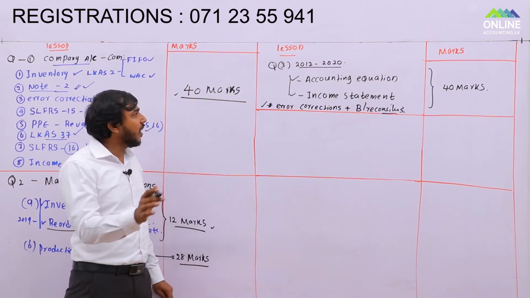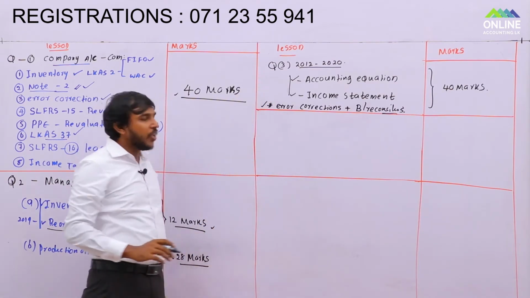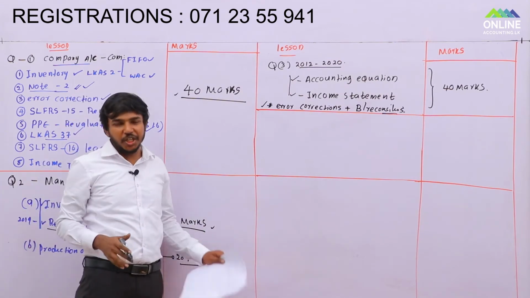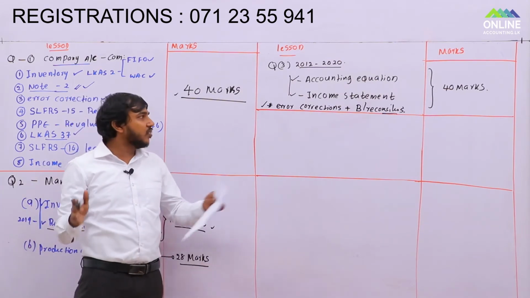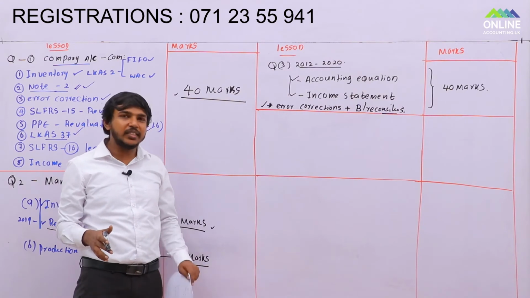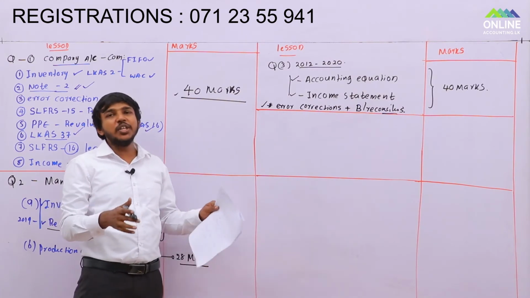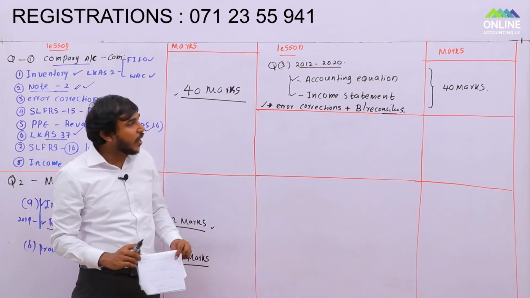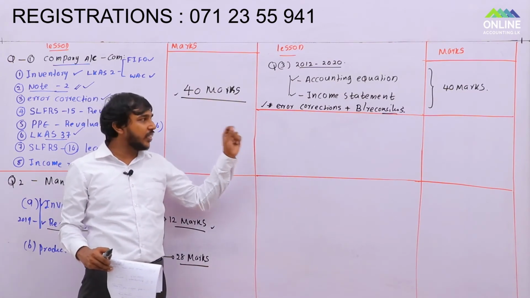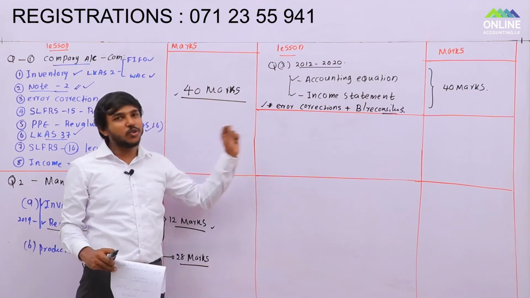So now we have already released this accounting equation lesson with double entries and bank reconciliation. That's why I included bank reconciliation also in the same lesson, because the accounting equation question could test the bank reconciliation also, as they did in 2013, 2014, 2018, and so on.